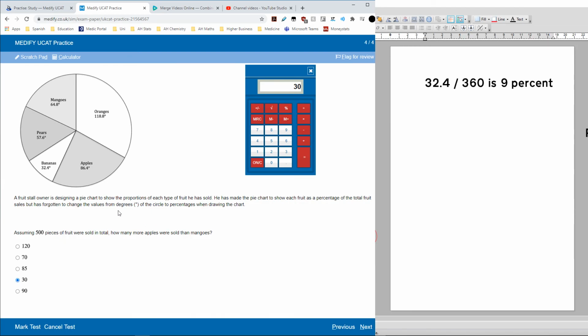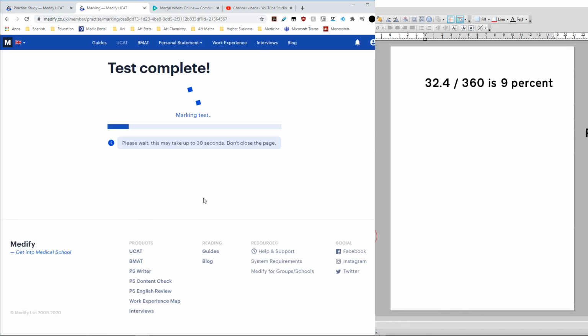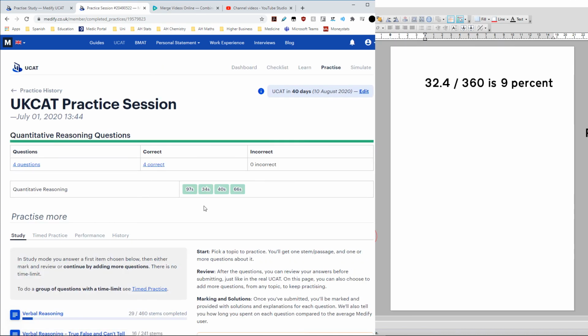Basically, instead of just finding out how many there are and then finding a difference that way, we find the difference in degrees between mangoes and apples, convert that into a percentage, and then times by 500 to get our 30 pieces of fruit. And that should be it. Let's see how it goes. Aye, easy wins.